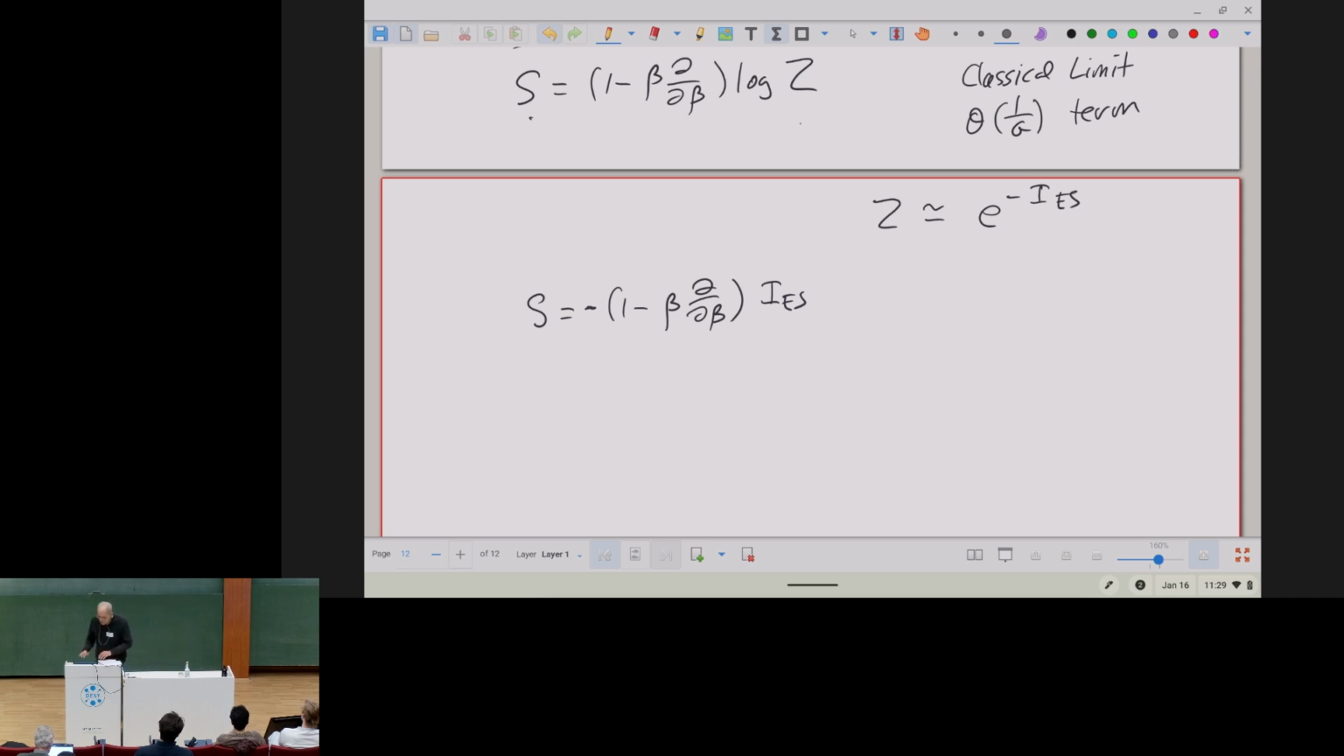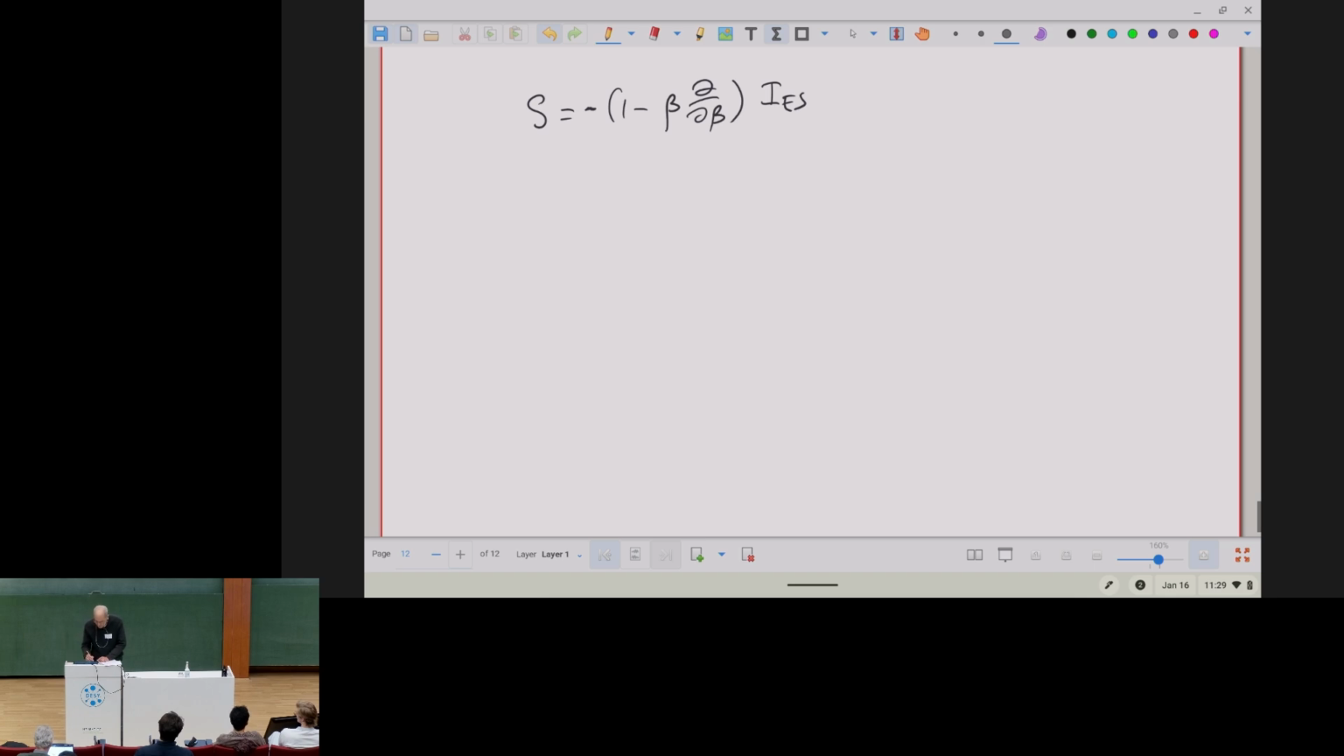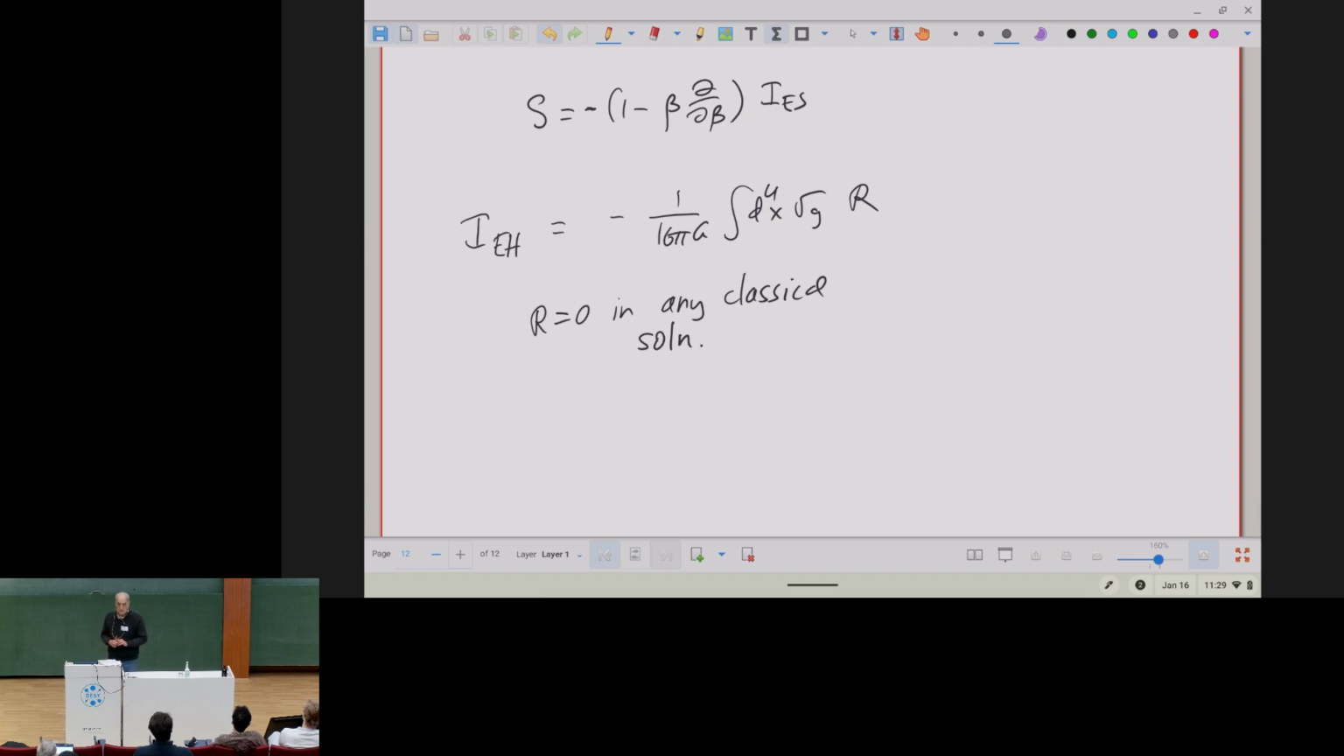However, computing the classical action is trickier than it sounds. The Einstein-Hilbert action is minus 1 over 16 pi G times the integral of the scalar curvature. But the scalar curvature is 0 in any classical solution. So how can we possibly get anything interesting for the action of this classical solution or any other classical solution of Einstein's theory?